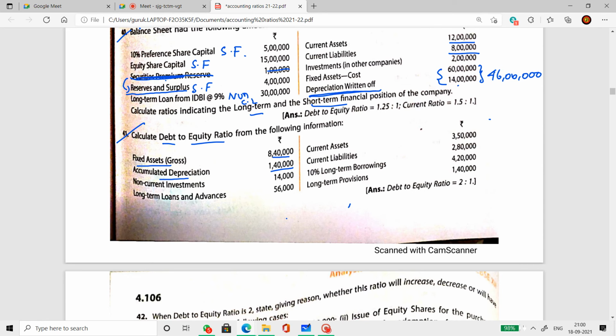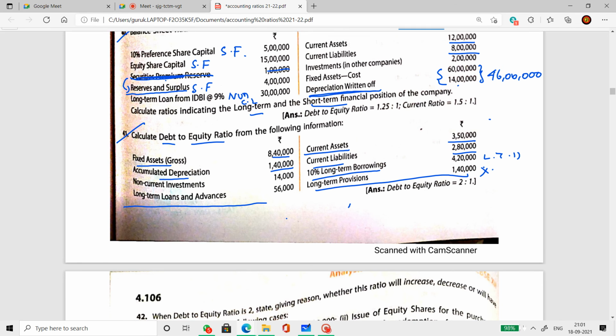So what we did there, we subtracted and took the book value of the asset. Even here we stick to the same way. Subtract 1 lakh 40 from fixed asset and take only the book value or the net value, which works out to 7 lakhs here. Non-current investment 14,000, long-term loans in advance 56,000, current asset 3 lakh 50, current liability 2 lakh 80, 10% long-term borrowings, which is long-term debts 4 lakh 20, and long-term provisions 1 lakh 40.